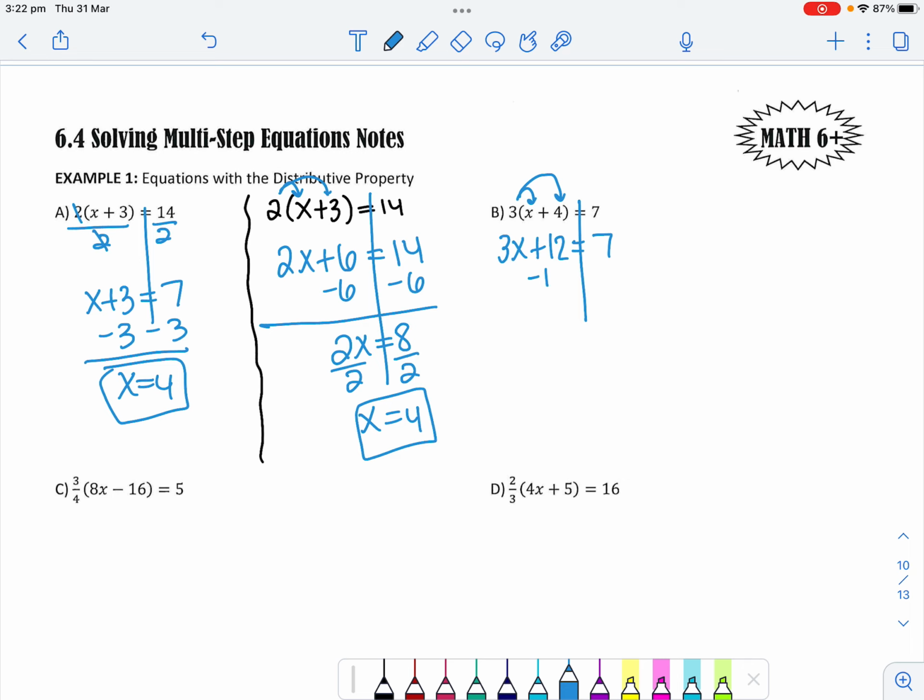So now I'm going to subtract 12 from both sides. So 3x equals negative 5. And then I can divide by 3. And I'm actually going to leave this as a negative 5 over 3, because when the division does not work out, the fraction answer is the more accurate answer instead of giving a repeating decimal. So I'm going to leave that as a fraction.